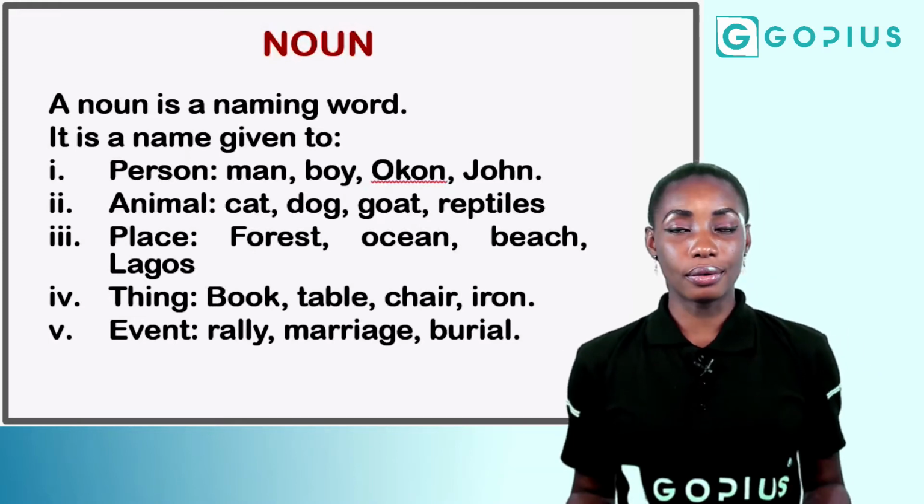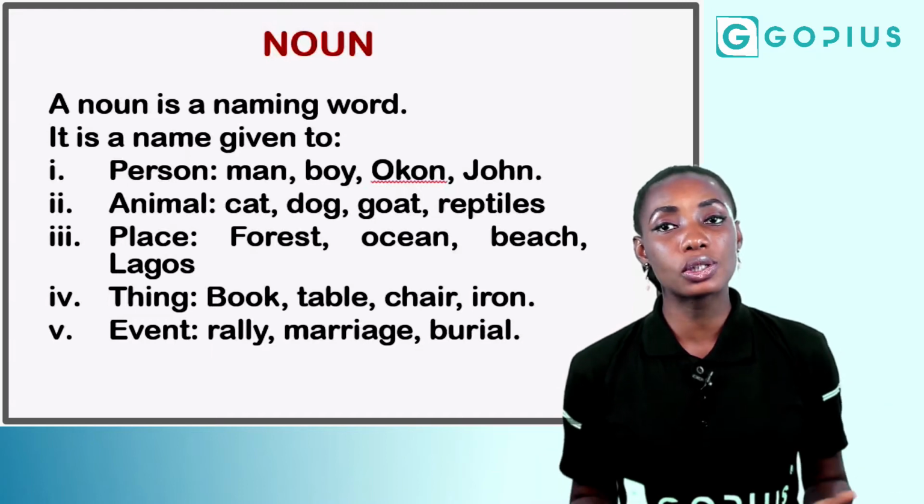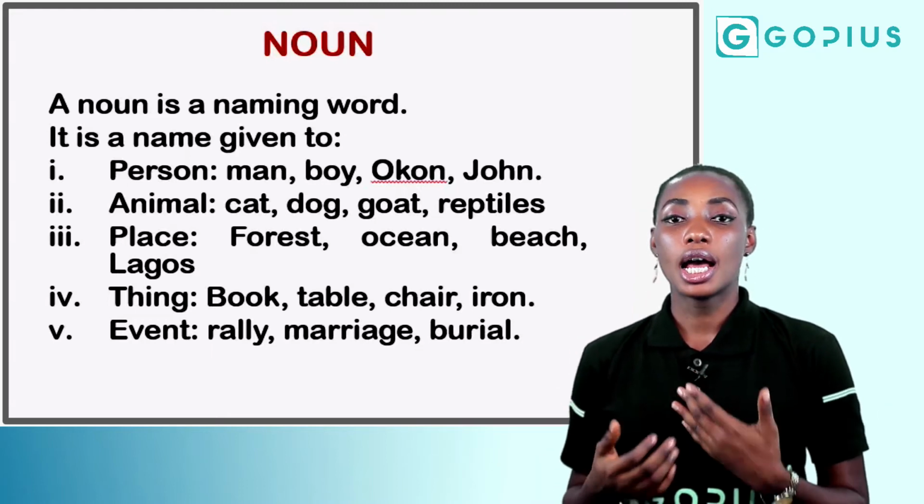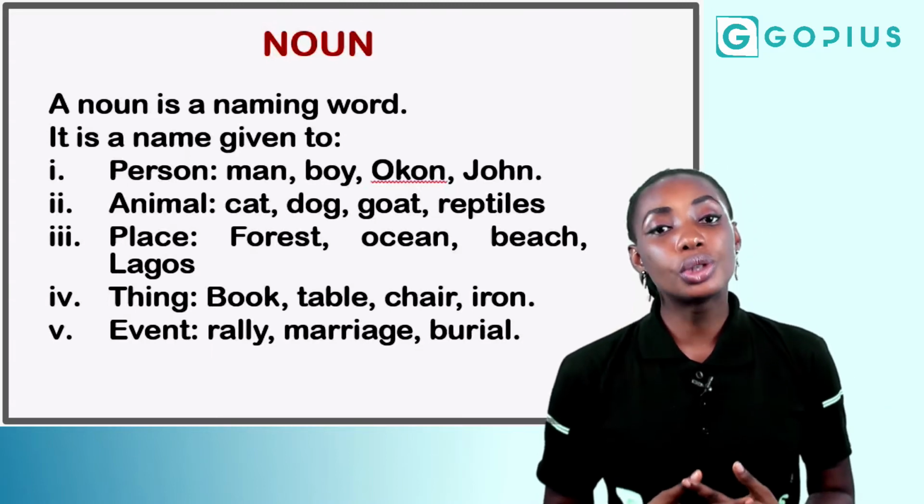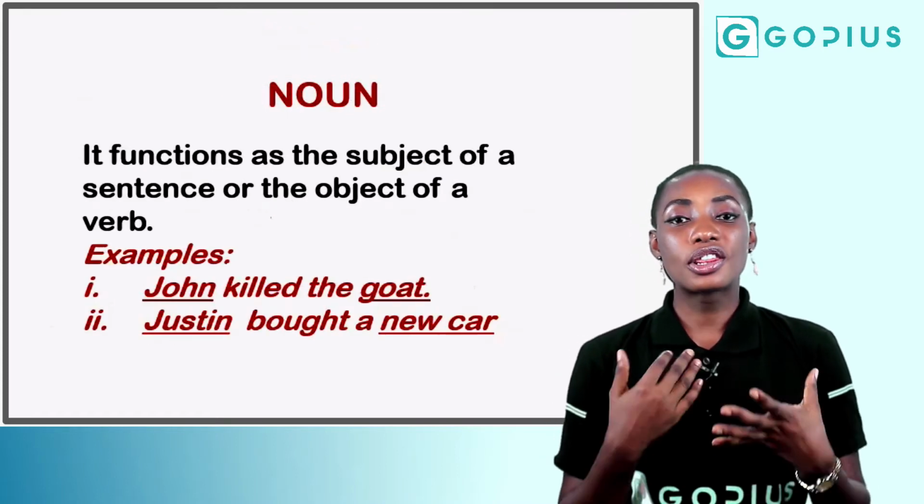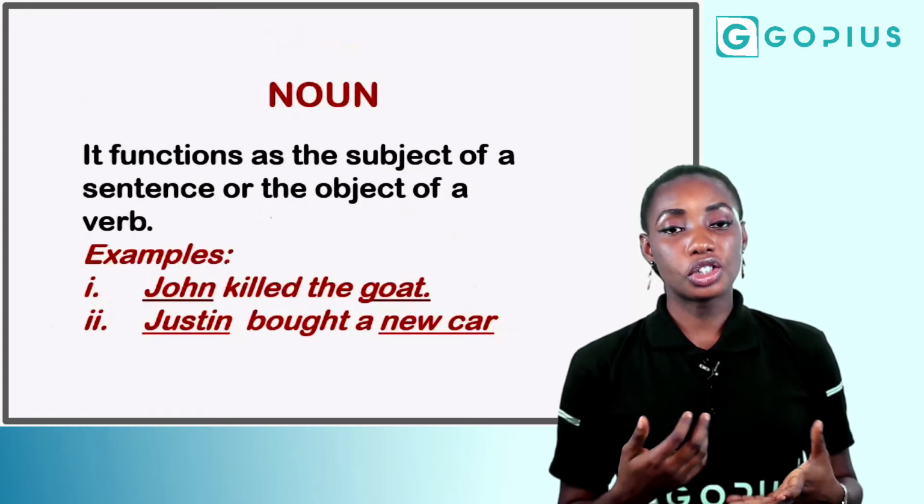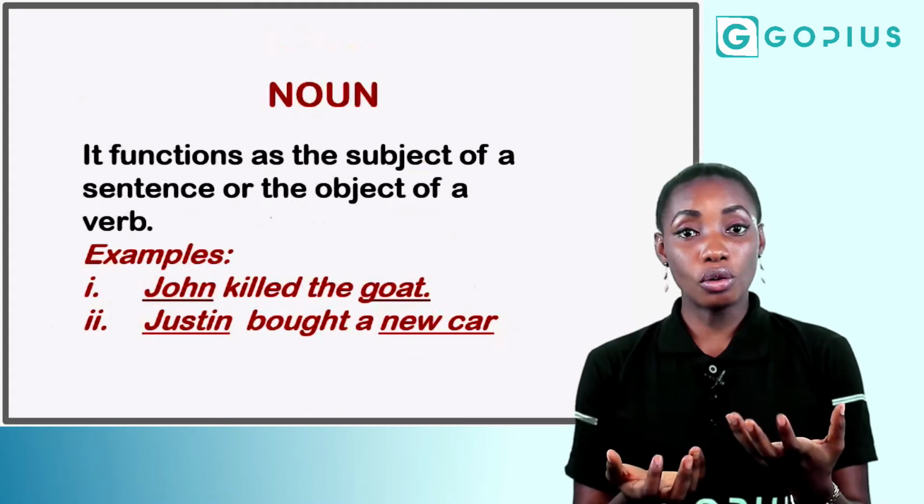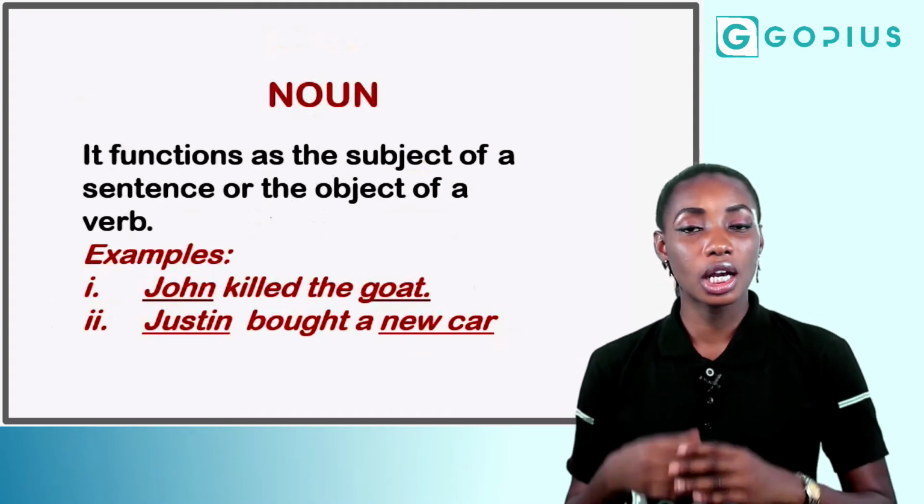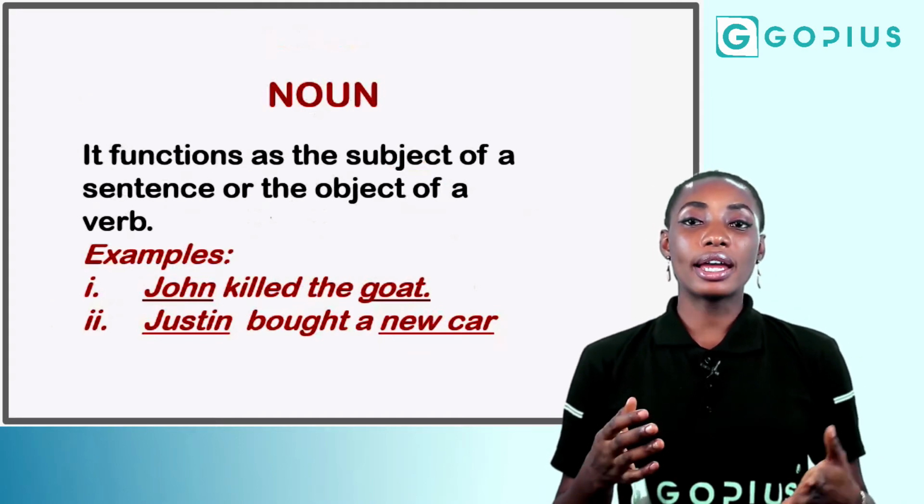Those are also nouns. We have name of a place: forest, ocean, beach, Lagos, Uyo, Abuja. Those are nouns. A thing: book, table, chair, iron, your phone you're holding, your laptop you're watching, those are nouns. Event: rally, marriage, burial, campaign, election, those are also nouns.